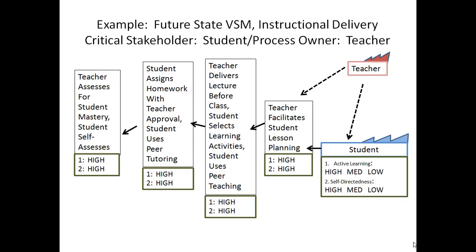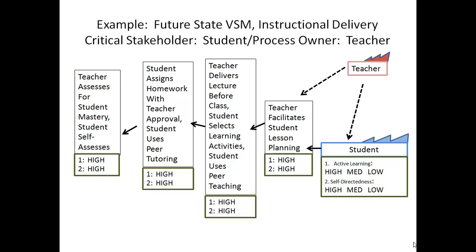So in this case, here's our future state map. Again, we're going to try this and come back and do an improvement, a new future state map at some point. But here's what we've decided: we're going to change the roles around here a little bit. And the student, again, has the same metrics, active learning and self-directedness, metric 1 and 2. And the teacher and student are now going to engage in different kinds of things.